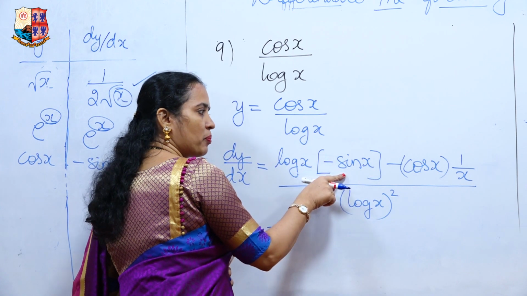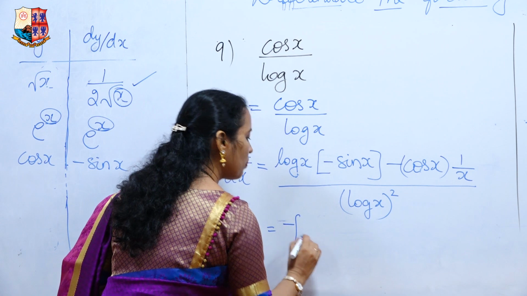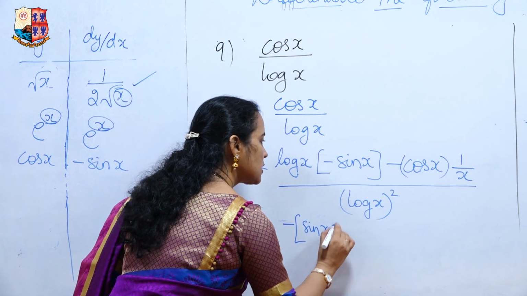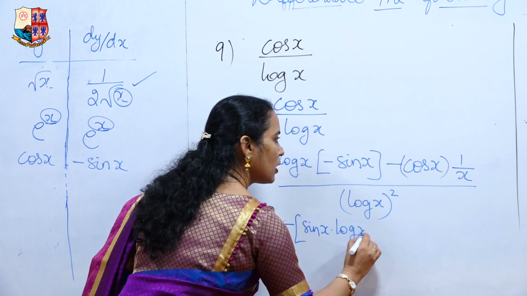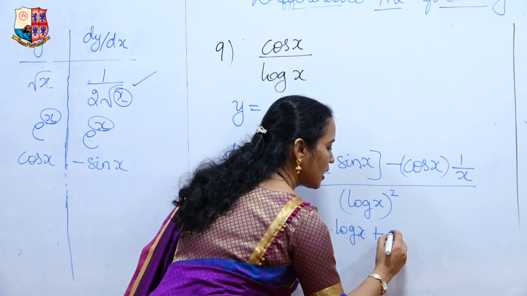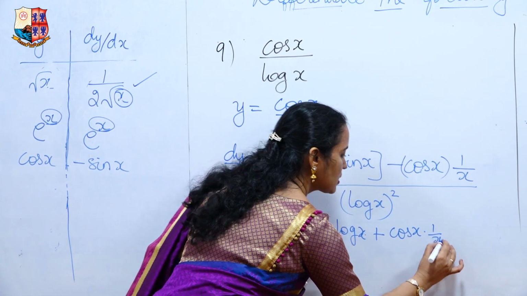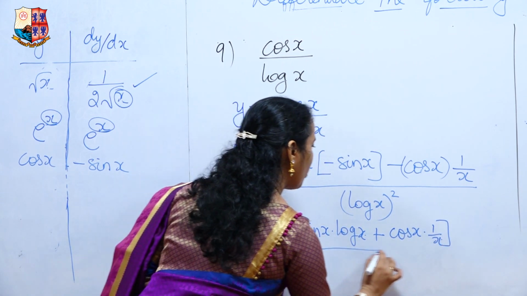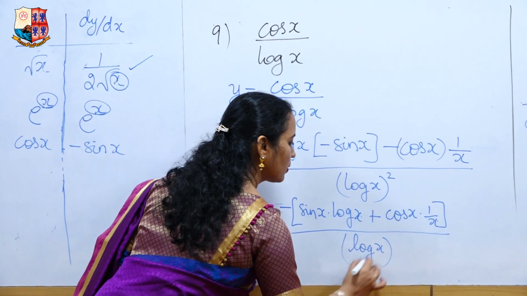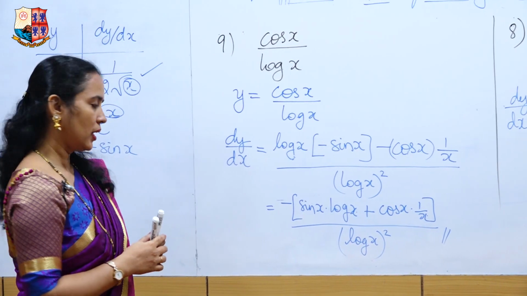In this you have minus, in this function also you have minus. So take minus common out. You will be getting sin x into log x plus, because you have taken minus common out, cos x into 1 by x upon log x the whole square. Done with the ninth problem.